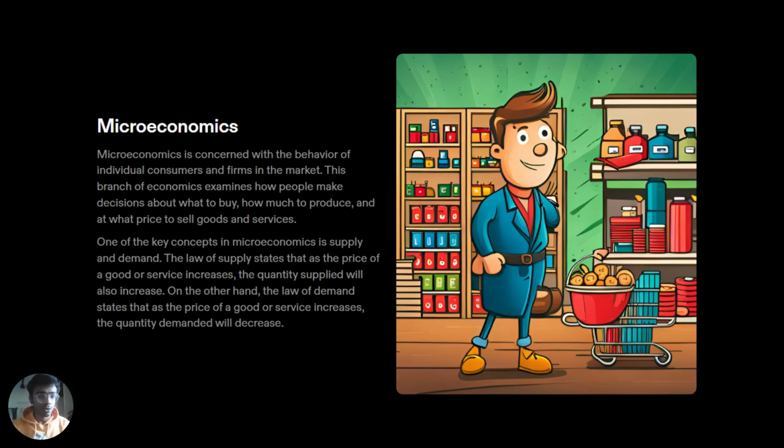So, microeconomics. Microeconomics is mainly concerned with the behavior of an individual consumer and the firm in the market. This branch of economics examines how people make decisions to buy, produce, and sell goods and services.